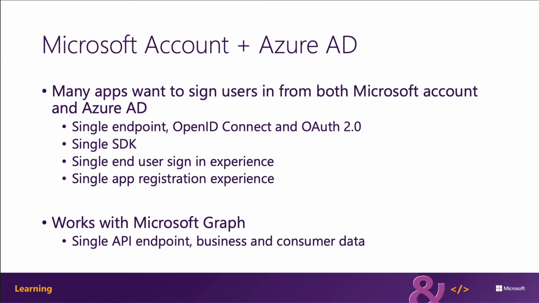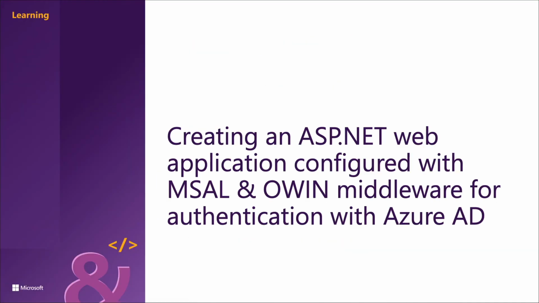To determine which account type your app supports, or if it supports both, you set a specific setting in the associated Azure AD app in the Azure AD Admin Center. Now let's look at what's involved in creating an ASP.NET web app that's been configured with MSAL and OWIN middleware for authentication with Azure AD.